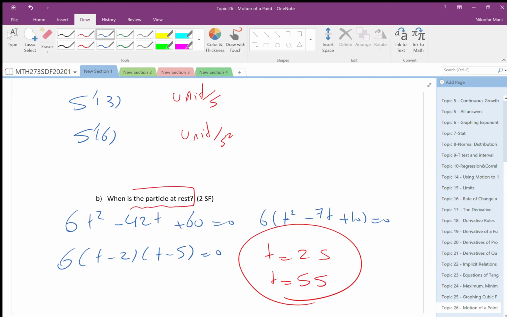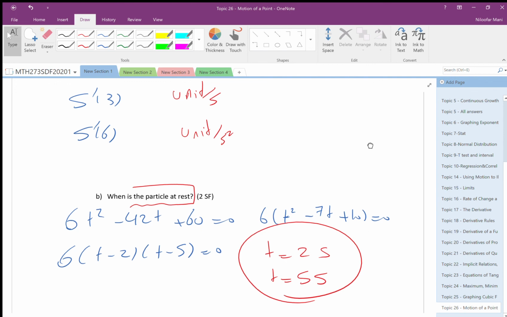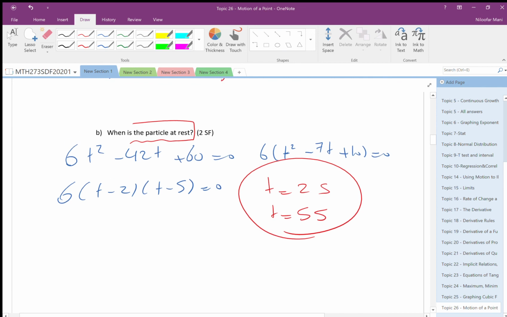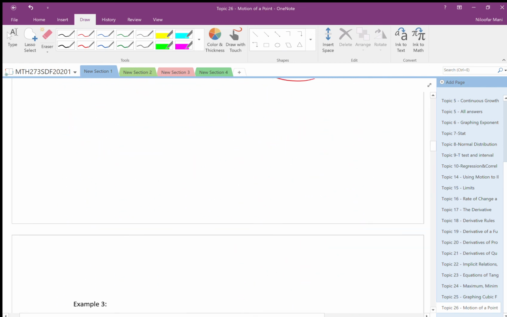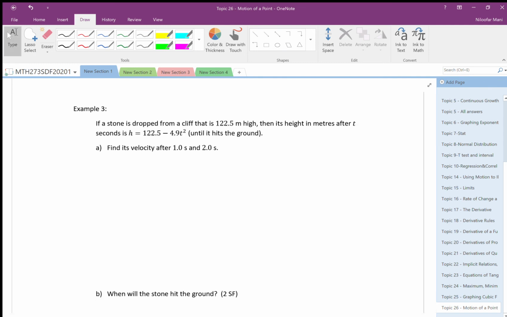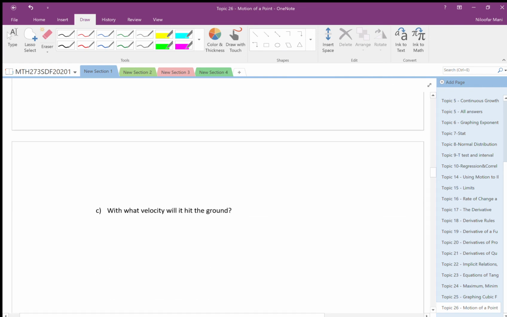Okay? For these questions, we have to have a good understanding of motion, so you can find the answer here. So it says when the particle is at rest, it is at 2 seconds and 5 seconds, and make sure to include the unit, and make sure to have all that information. Okay, so I'm going to finish now here, and I am going to continue after.